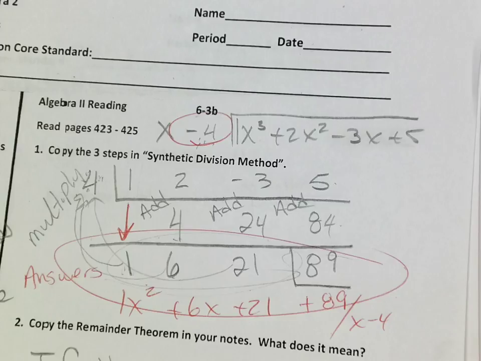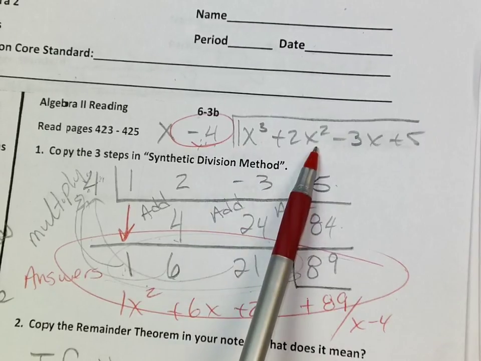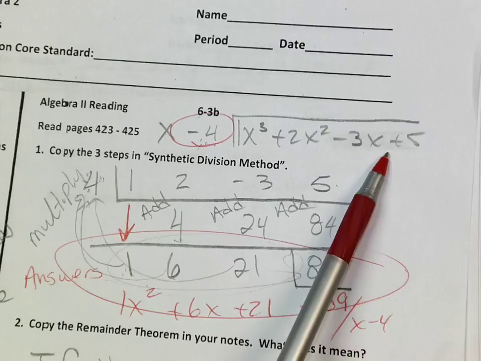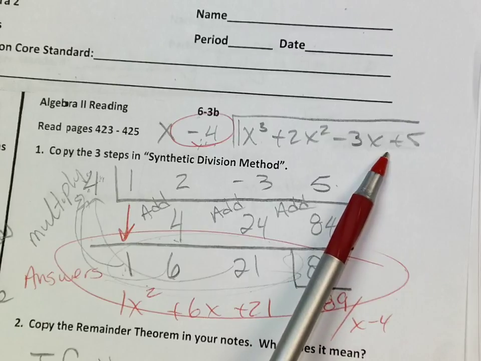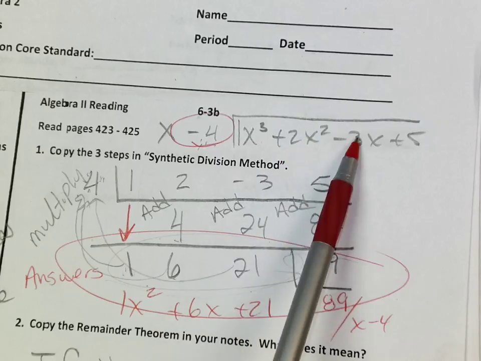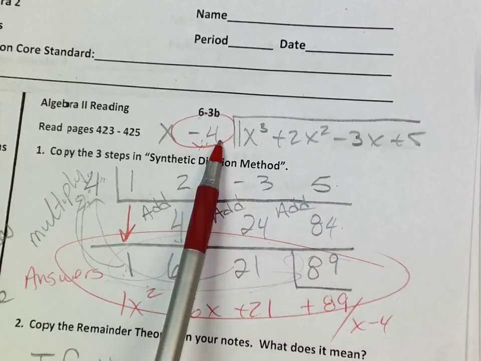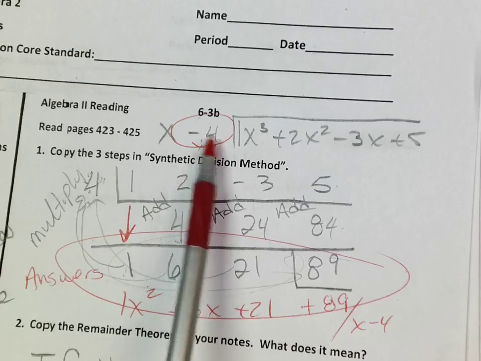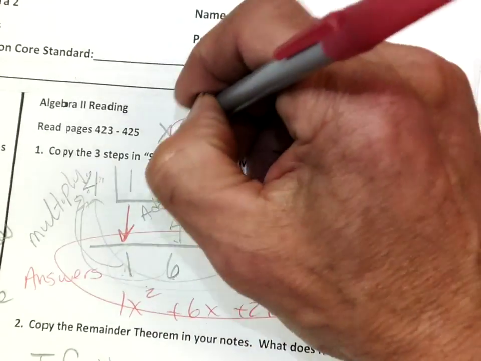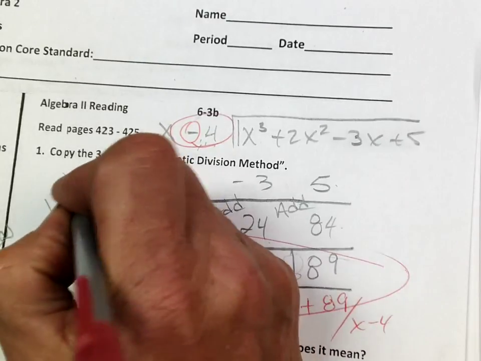With synthetic division, we get rid of the x's. It's called synthetic because it's dividing without the x's. So instead of x cubed, 2x squared minus 3x, we just get rid of the x's. We know they're there, we're just going to make them invisible. So we put the 1, the 2, the negative 3, the 5 in there. And we're not going to divide by x minus 4, but we have to do it the opposite. We always take the opposite of that. So instead of negative 4, we're going to divide by a positive 4, okay?